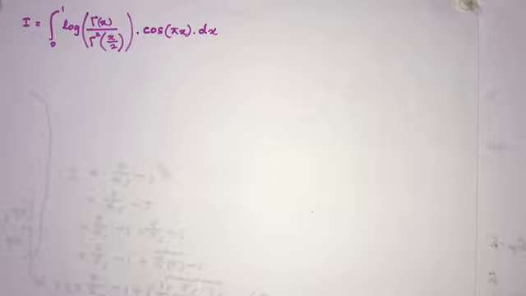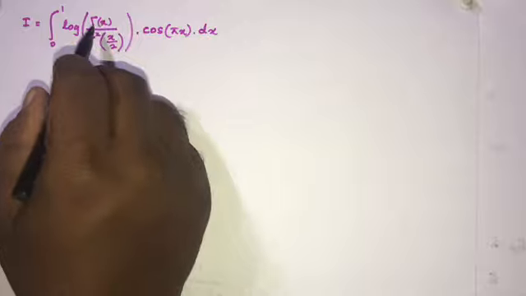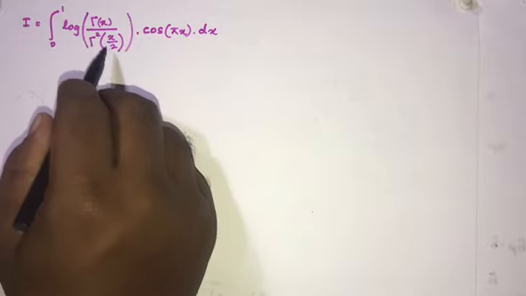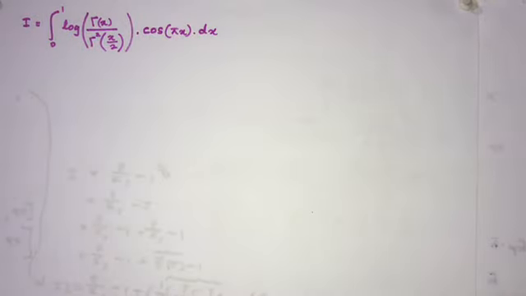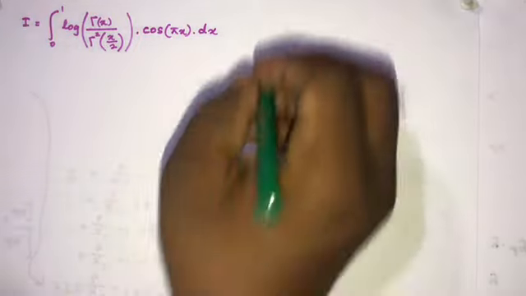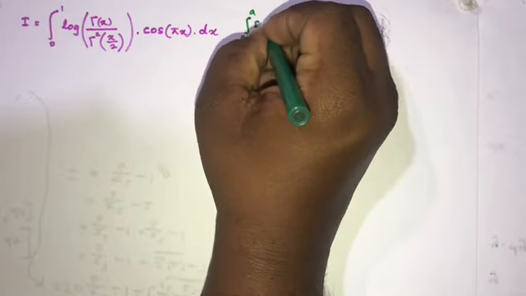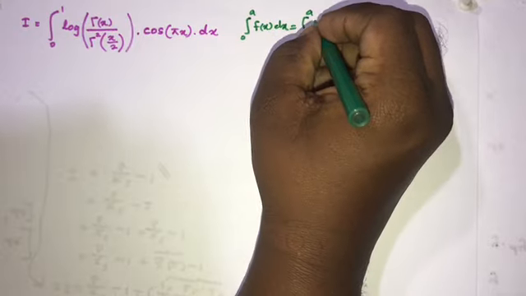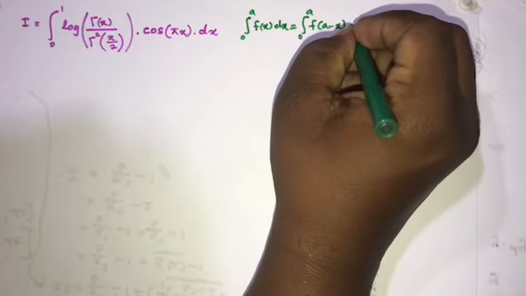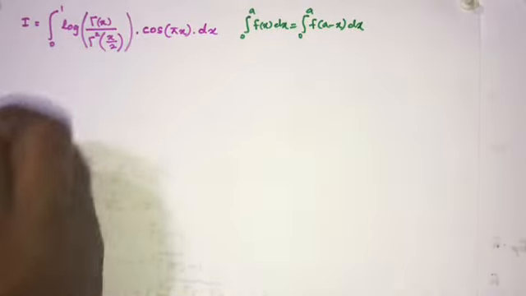Today we are going to solve another interesting integral: the integral from 0 to 1 of natural log of gamma of x over gamma square of x over 2, times cosine of pi x dx. Well, how to begin? Okay, first we know the King's property: the integral from 0 to a of f of x dx is equal to the integral from 0 to a of f of a minus x dx. Now we can apply King's property for this integral.